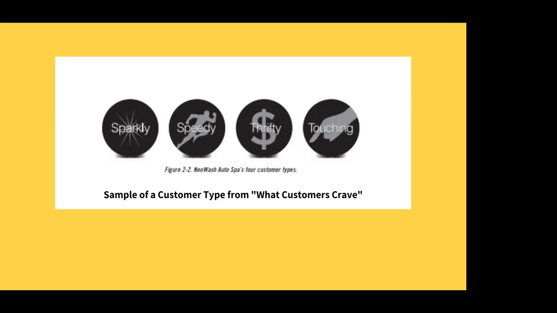So taking it a step further, once he knew what these different customer types were, one of the elements he built into the experience was an app. By having the app developed, he was able to create this concept of stacking, where by meeting the needs of one persona, you can also meet the needs of other personas. With this app, he was able to tap into the needs of sparkly, speedy, and thrifty.